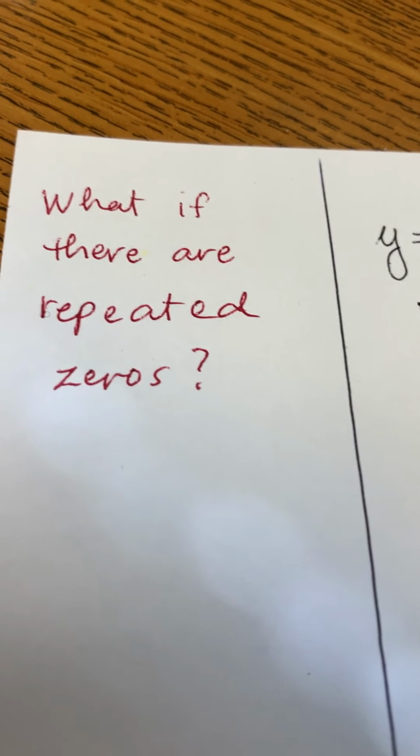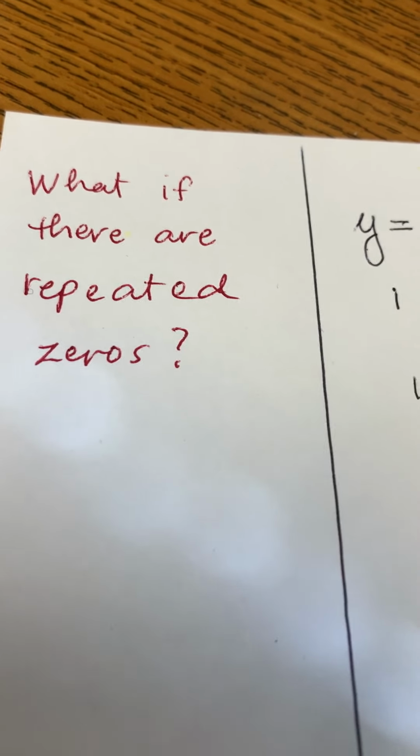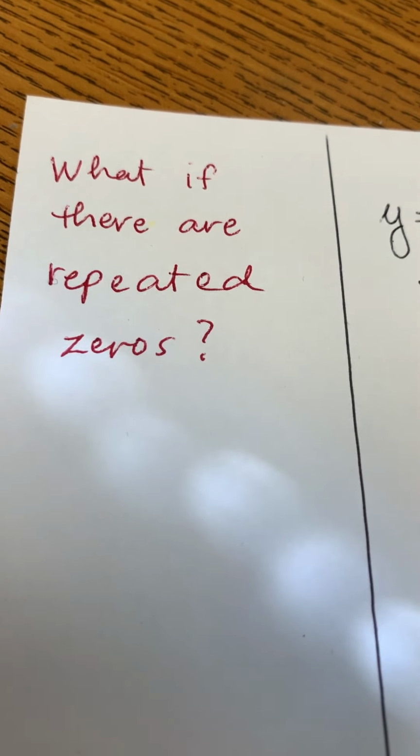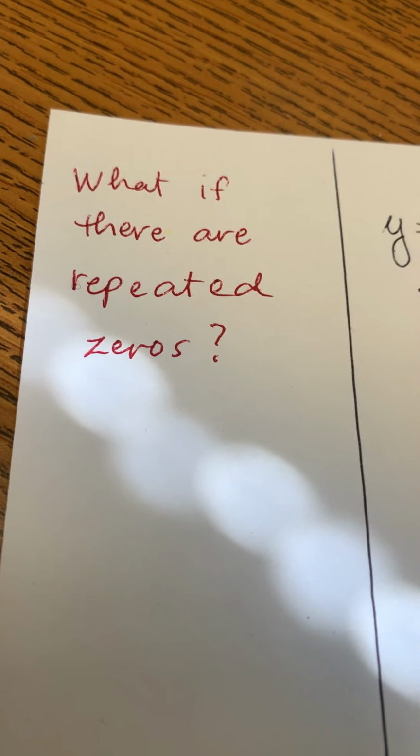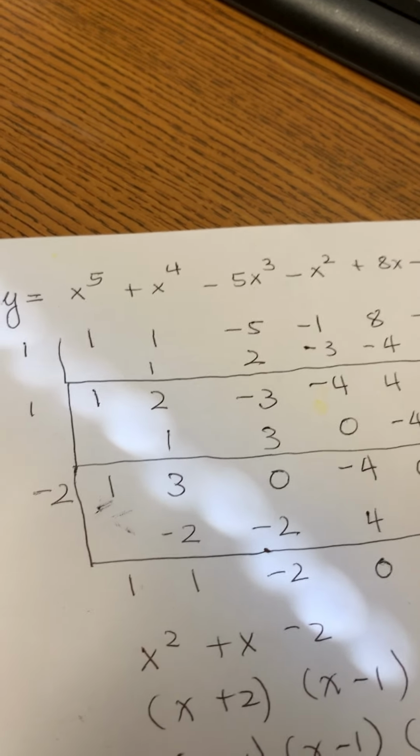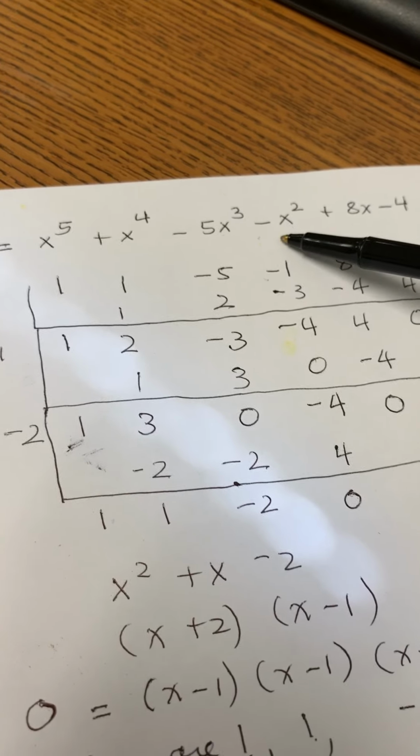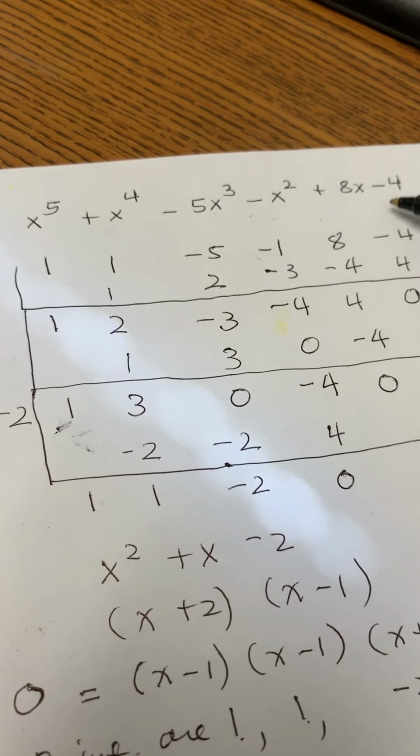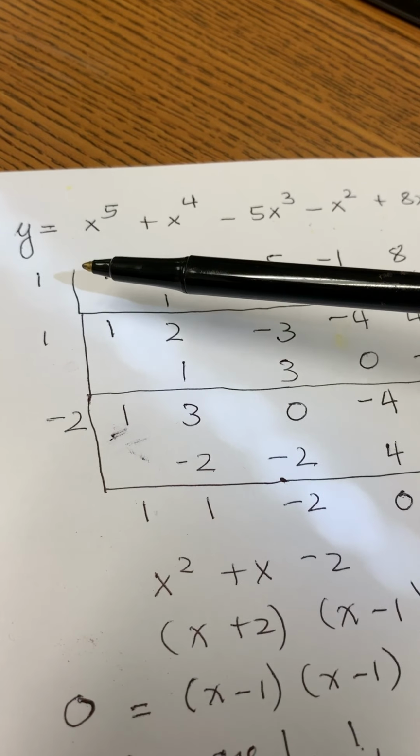Okay, so today I'm going to teach you how to graph a polynomial function if there are repeated zeros. I'm just going to teach that by an example. This is what we're going to graph: x to the 5 plus x to the 4 minus 5x to the 3 minus x squared plus 8x minus 4. So of course, we're going to find our zeros.